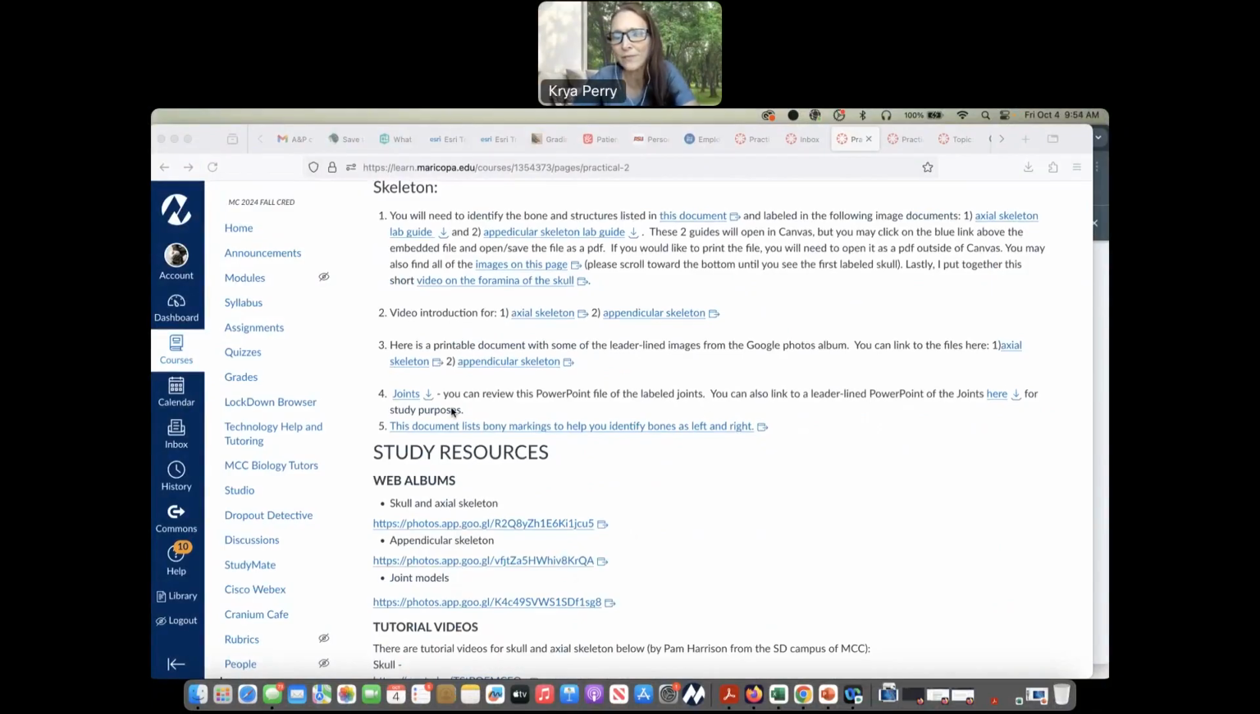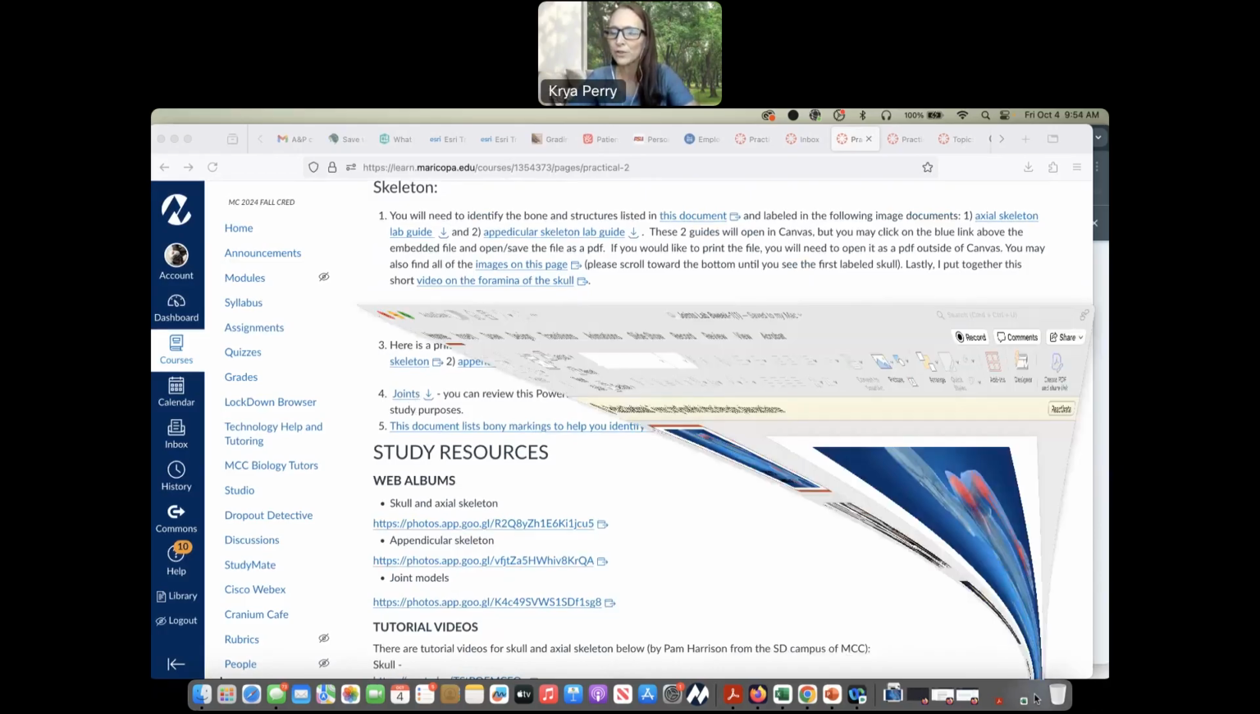Thankfully, the joints are very easy because for lab, you just have to know the ligaments that are spanning across those joints. And the ligaments are named after the two bones that they attach to. So what you're going to do is go to this lab page. You'll see here I have a PowerPoint on joints. That'll be your first place to go as you're getting familiar with the joints.